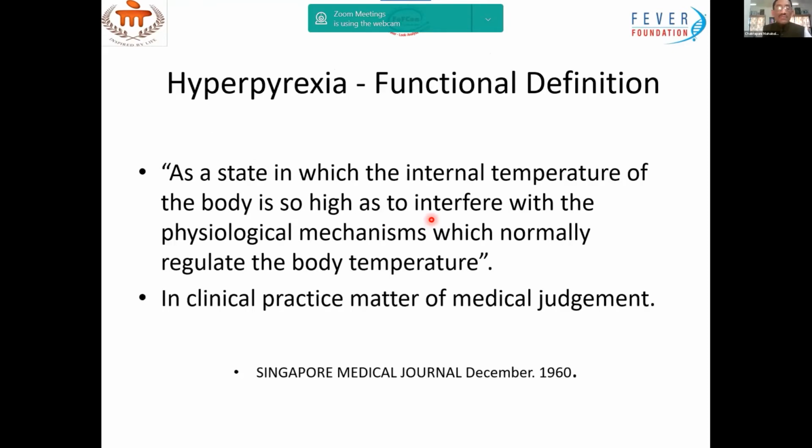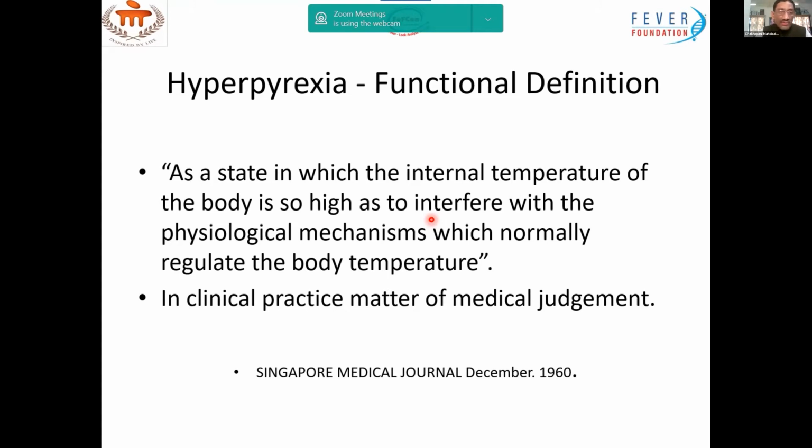But there is another functional definition also. When the authors feel that the arbitrary number may not be appropriate, and the temperature at which there is damage to the body could vary from person to person, from time to time. That's why one of these old articles mentions that hyperpyrexia is a state in which the internal temperature of the body is so high as to interfere with the physiological mechanisms which normally regulate the body temperature. It could happen at 106. It could happen earlier also in certain individuals.